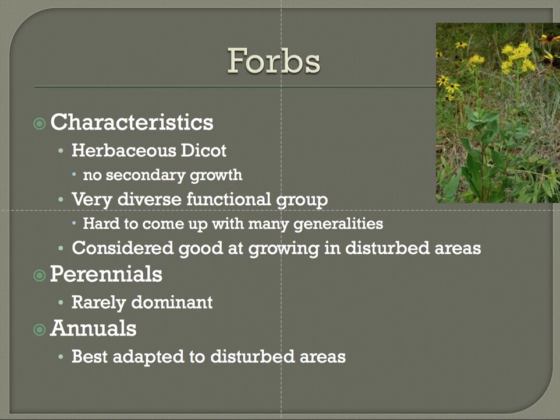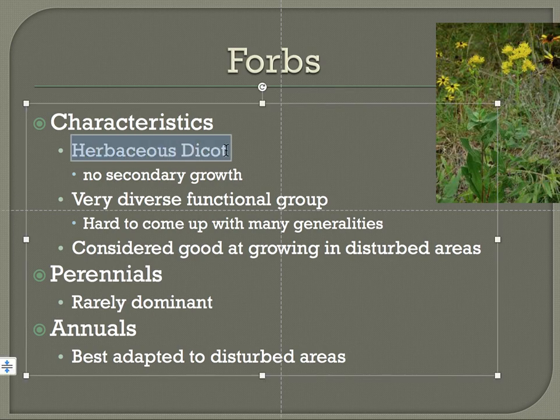Okay, forbs. Let's talk about those just a bit. Forbs, our more scientific definition, is that they are herbaceous dicots, this first bullet point up here. Herbaceous means they don't have woody tissue. They're just all green, leafy tissue.